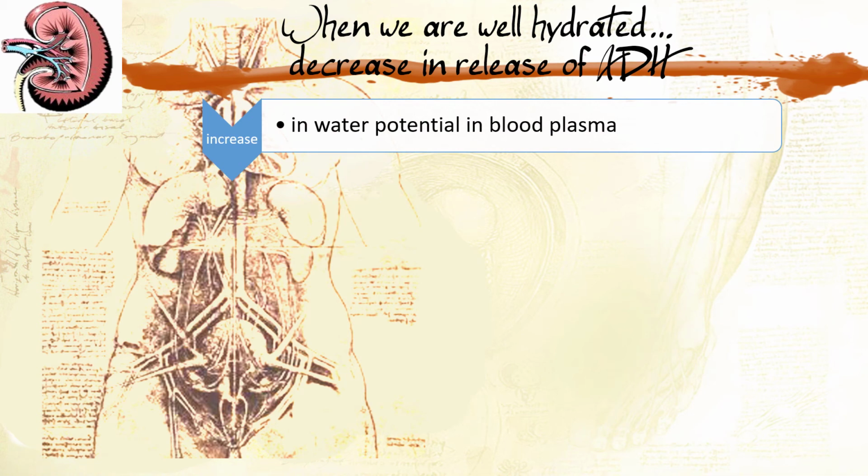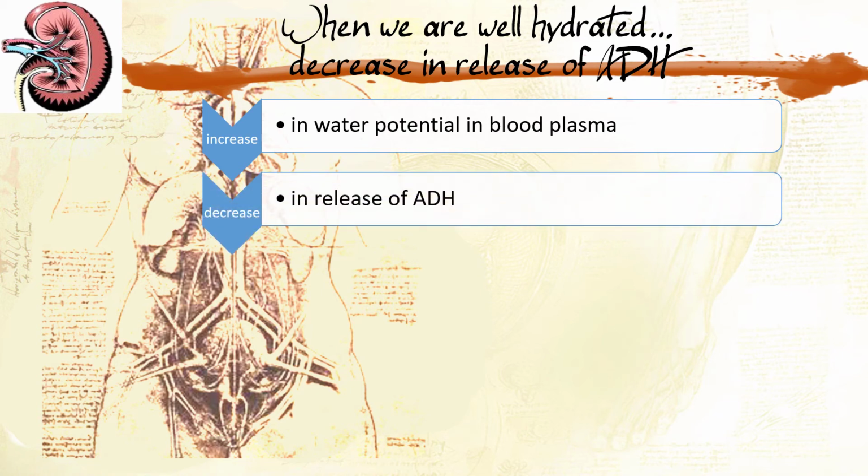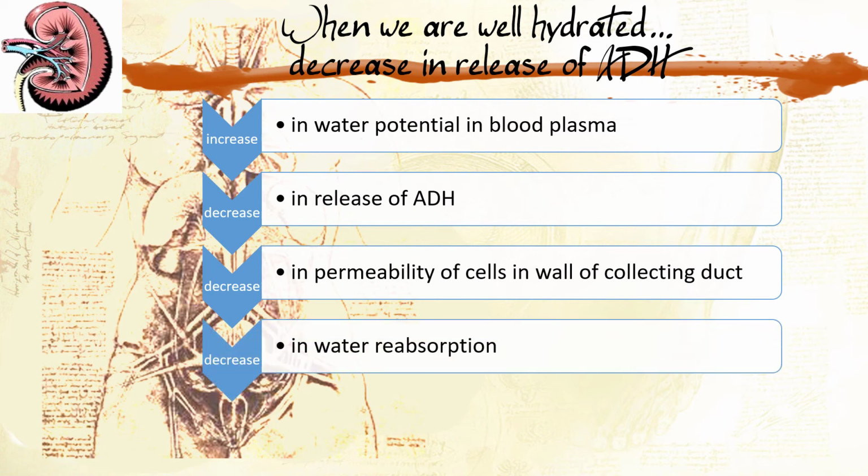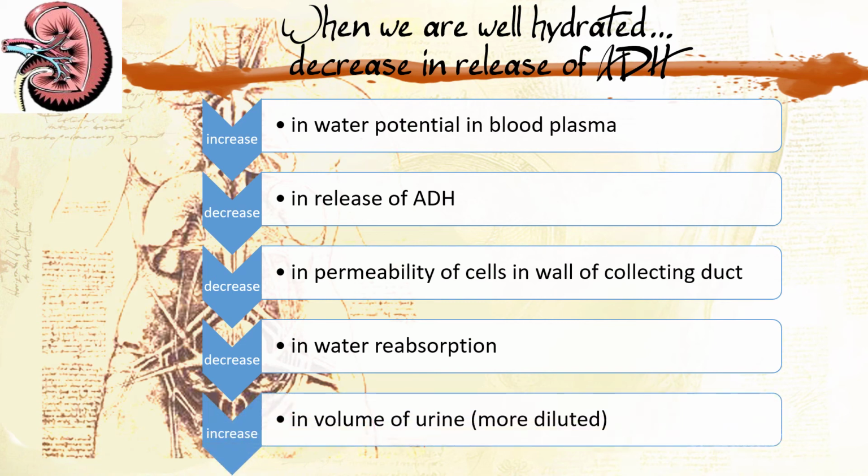So what happens is, when there's too much water inside our blood plasma, the water potential in our blood plasma increases. This will result in a decrease in release of ADH. And the permeability of the cells in the wall of the collecting duct will decrease. Just remember, do not write cell wall because animal cells do not have a cell wall. So if you want to just write decrease in permeability of the collecting duct, it is fine. This will result in decrease in water reabsorption back into our blood plasma. So as a result, more water will flow through the collecting duct and it will increase the volume of urine produced.